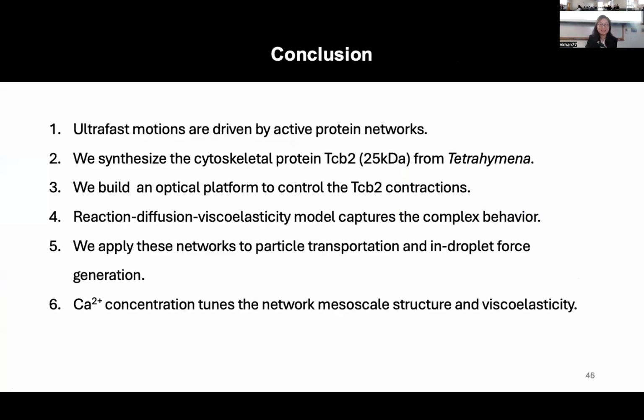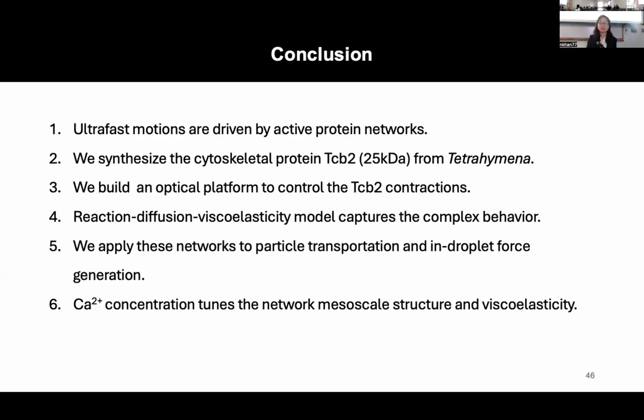And yes, basically that's all of my presentation. Let me go through the conclusion slides one by one. First, we know the ultra-fast motion is driven by the active protein network. Second, for this active protein network, we synthesize the cytoskeleton protein TCP2 from tetrahedral. And the third is that I built the optical platform to control this TCP2 network in our lab.